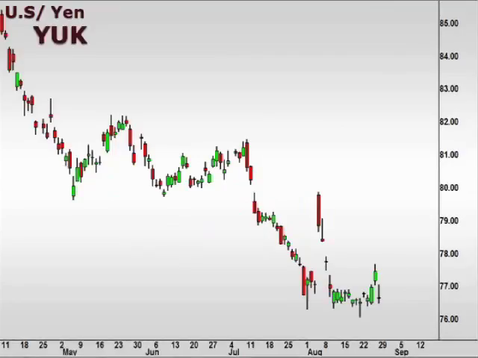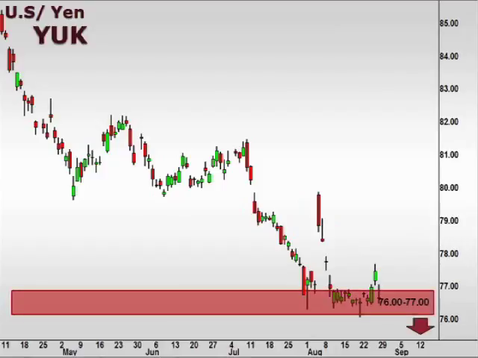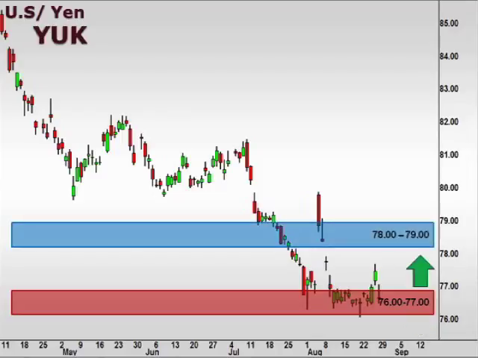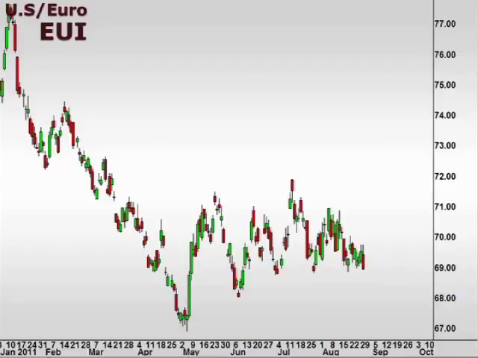Let's take a look at the YUK, the US versus the Japanese yen. Well, the YUK broke higher last week, but closed back on the lows within the 76-77 support zone. Failure to hold this level lends credibility to a continuation to the downside. However, a break back above 77 suggests the possibility of a continuation higher to test resistance at the 78-79 focal zone.